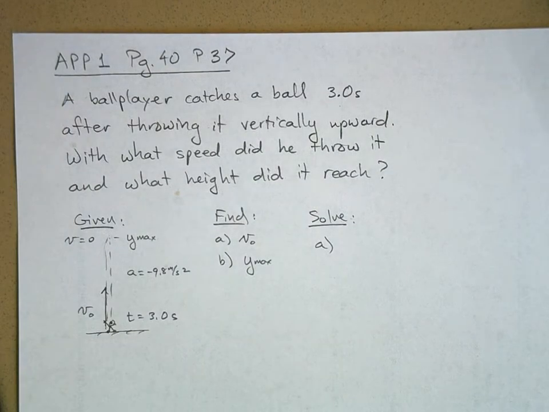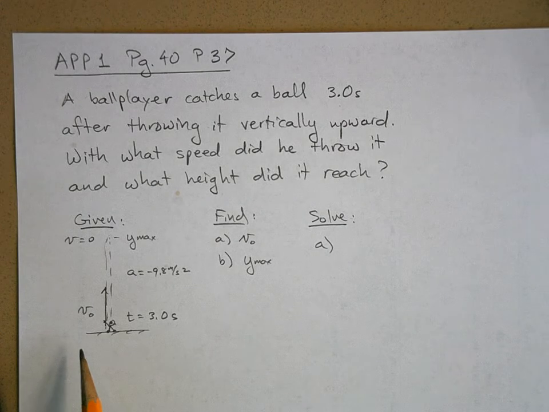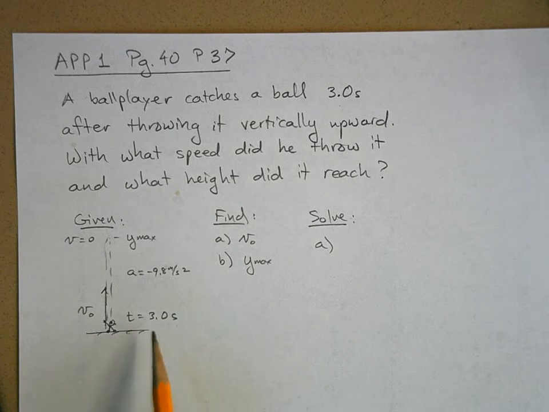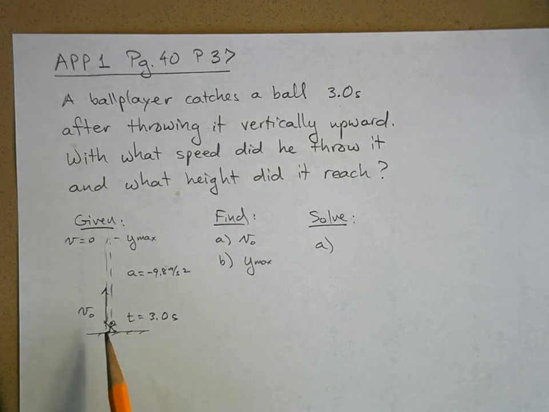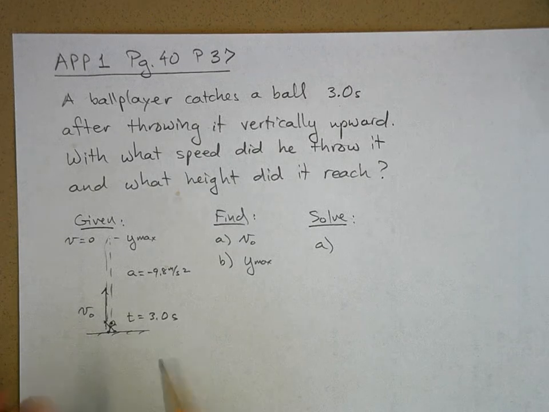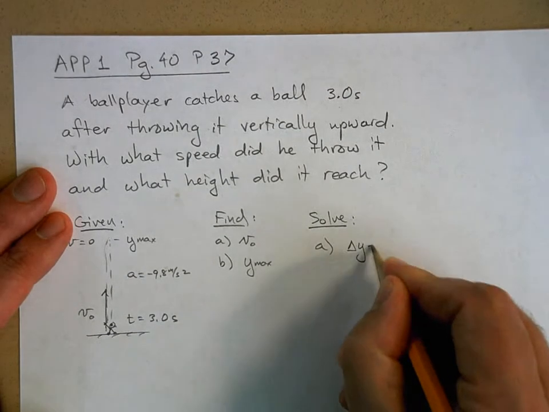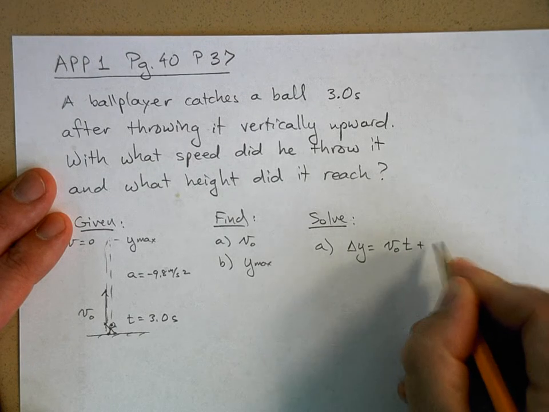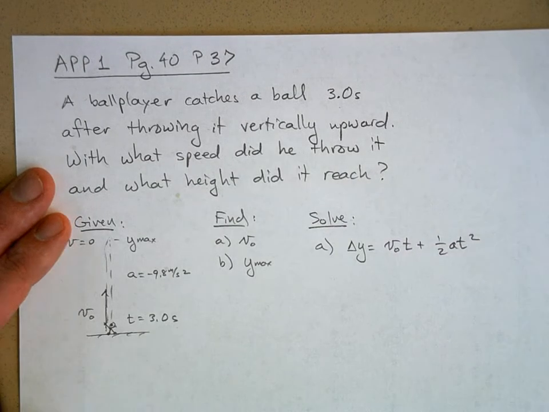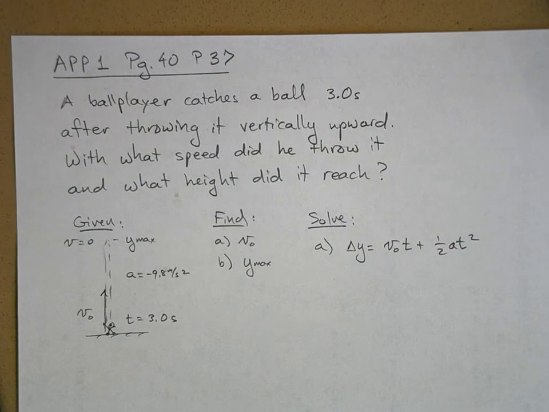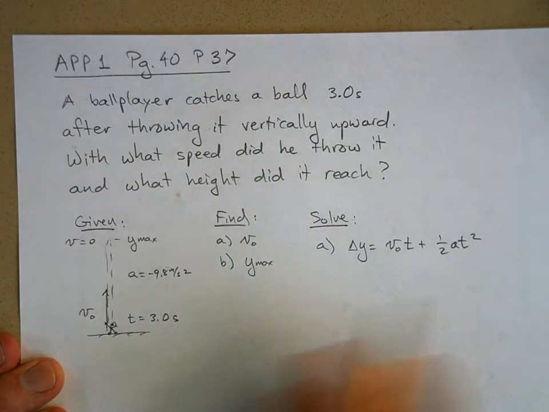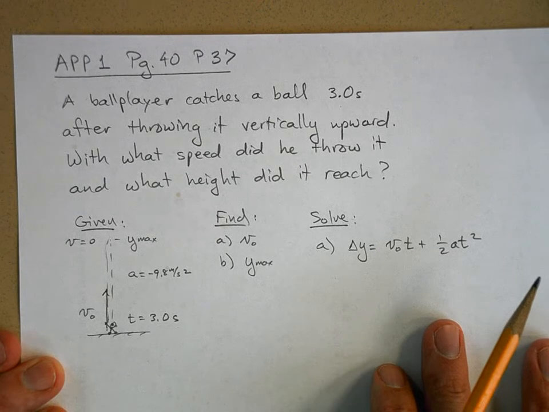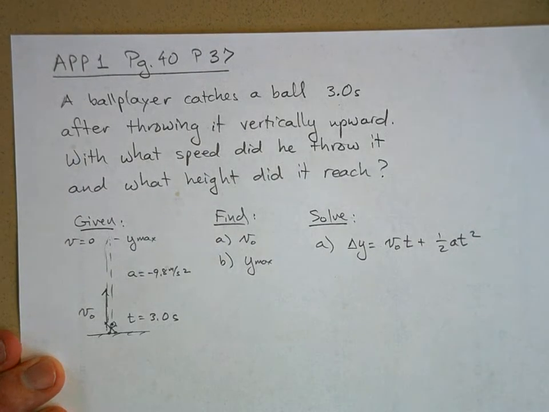Now for A, I want to know what V0 is, and I know time, but I don't know what the final velocity is, and I'm not trying to find it. So I'm going to try the third kinematic equation here. And by the way, some of you used a different equation for this, and that's fine. You got the right answer. So I'm going to do this 2 ways, actually.